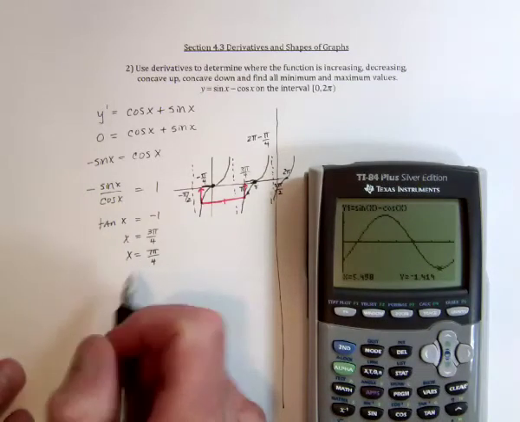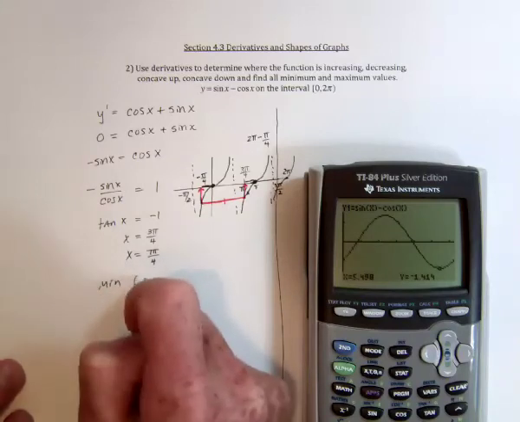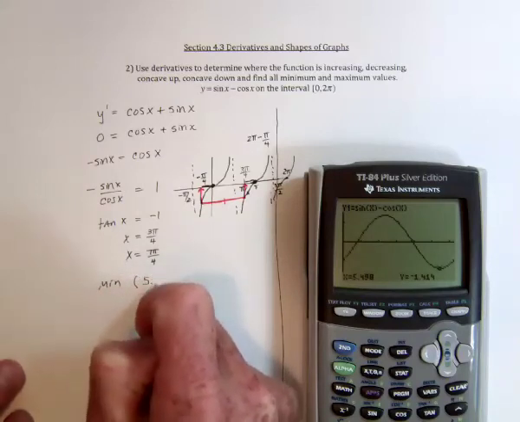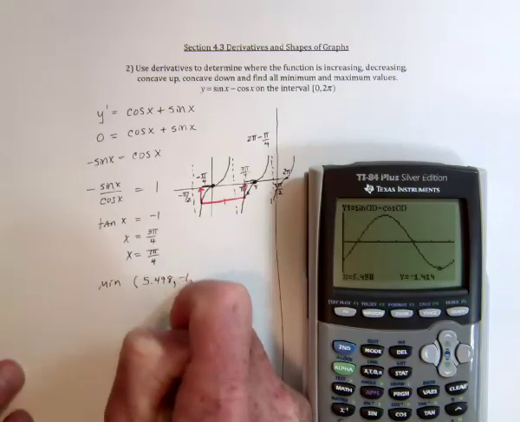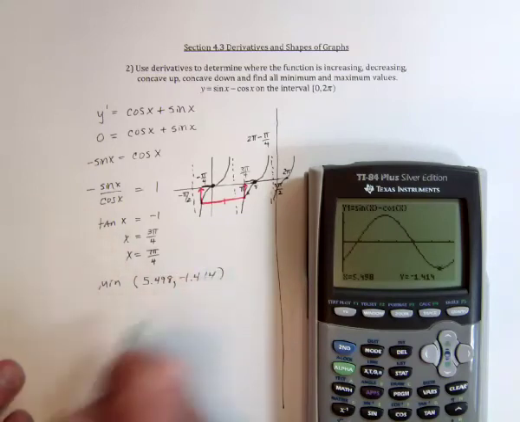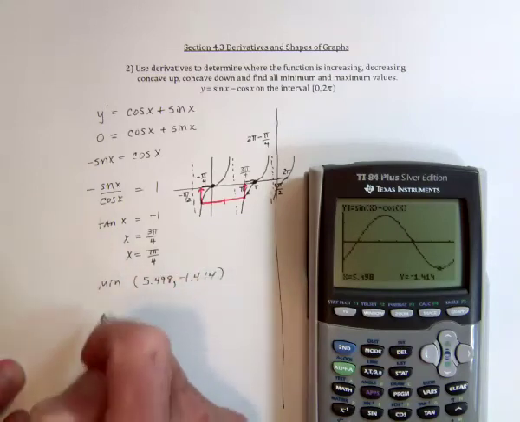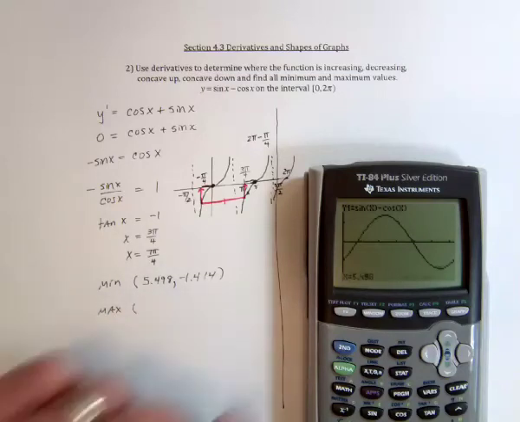Okay, so we've got a minimum at 7 pi over 4 and the negative 1.414, which probably has something to do with the square root of 2. Then we had a maximum at 3 pi divided by 4.